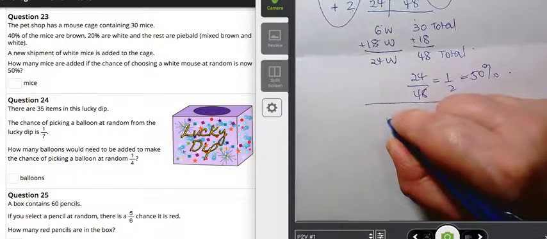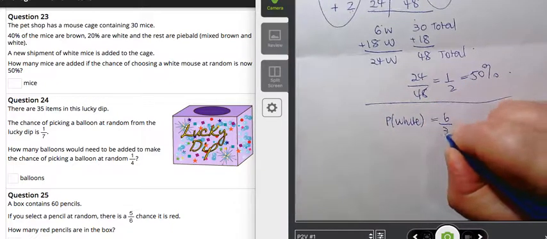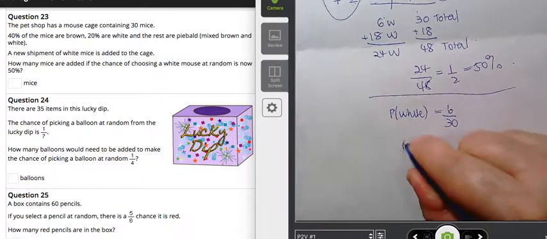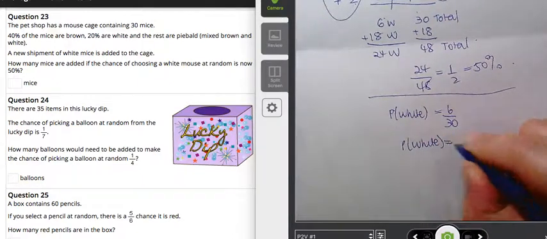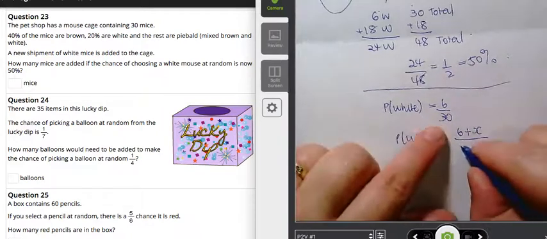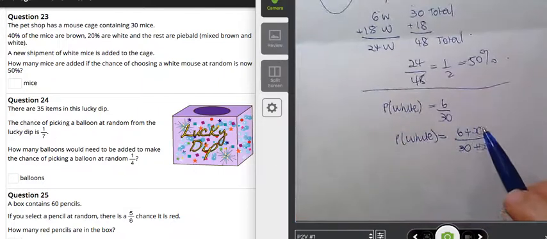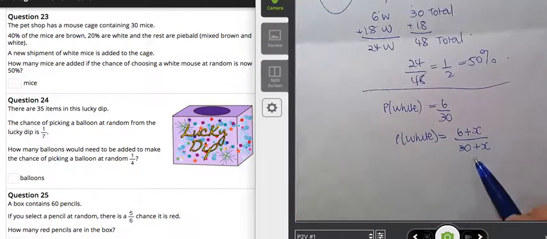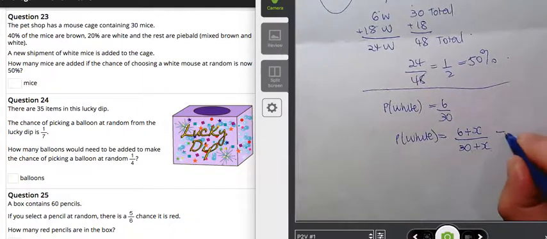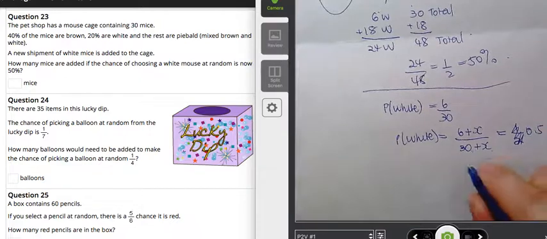What we could do is the probability of white at the moment is 6 out of 30. Now, if we want the probability of white to equal a half, what we really want is 6 plus a certain amount x over 30. Now, I'm adding some white mice. So I've got 6 plus x, but the total will now be 30 plus x. We want that to be equal to a half. Now, you can write that as 0.5 if you want.